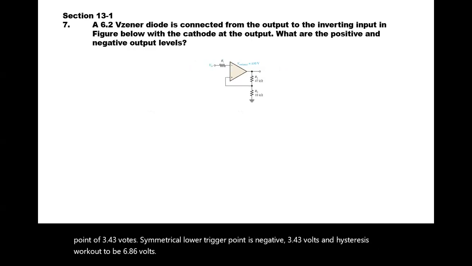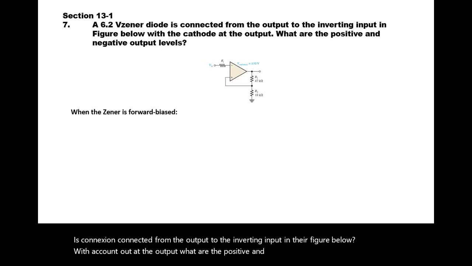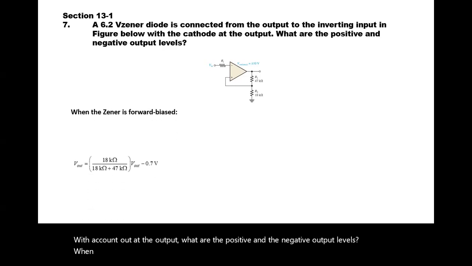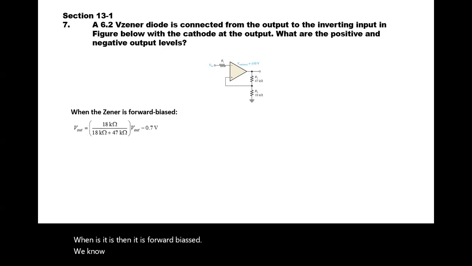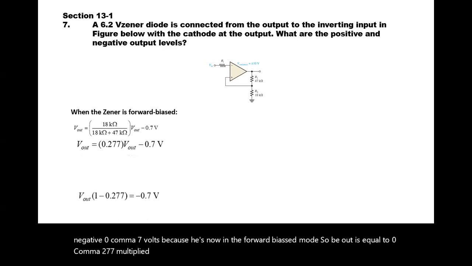Section 13.1, number 7. A 6.2 V Zener diode is connected from the output to the inverting input in the figure below, with the cathode at the output. What are the positive and the negative output levels? When the Zener is forward biased, we know that V out, by the voltage divider rule, is 18K divided by 18K plus 47K multiplied by V out, minus 0.7 volts because it's now in the forward bias mode. So V out is equal to 0.277 multiplied by V out minus 0.7.